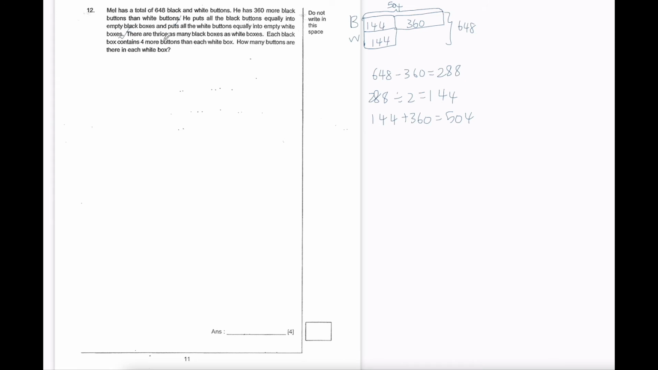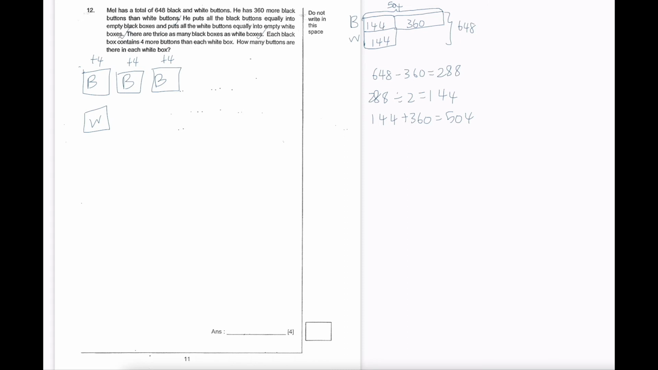Okay, so the next sentence tells you that because there are 3 times as many black boxes as white boxes, if I have 3 black boxes, I'm having 1 white box. Okay, so this is what they're trying to say. Got it? So, done. Each black box contains 4 more buttons than each white box. So, for each white box you see here, black will have whatever white has, but plus 4, and plus 4. Okay? So, how many white buttons are there? 144. Black buttons is whatever plus 4. Okay, come. Let's do it.